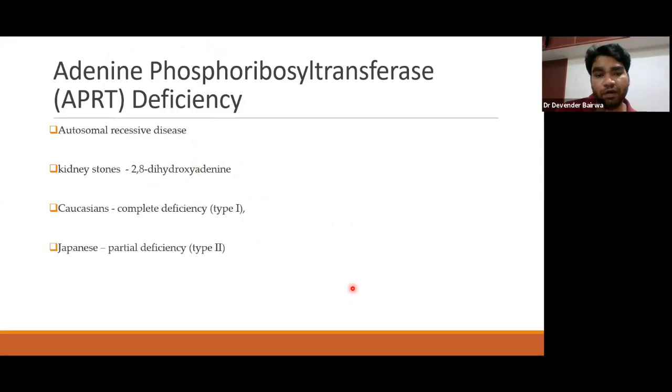There are two different forms of this APRT deficiency: type 1 and type 2. Caucasians have complete deficiency, known as type 1, and Japanese may have partial enzyme activity, known as type 2. Treatment-wise, you can provide allopurinol, because the enzyme proximal to 2,8-dihydroxyadenine is xanthine oxidase, and that enzyme is inhibited by allopurinol.